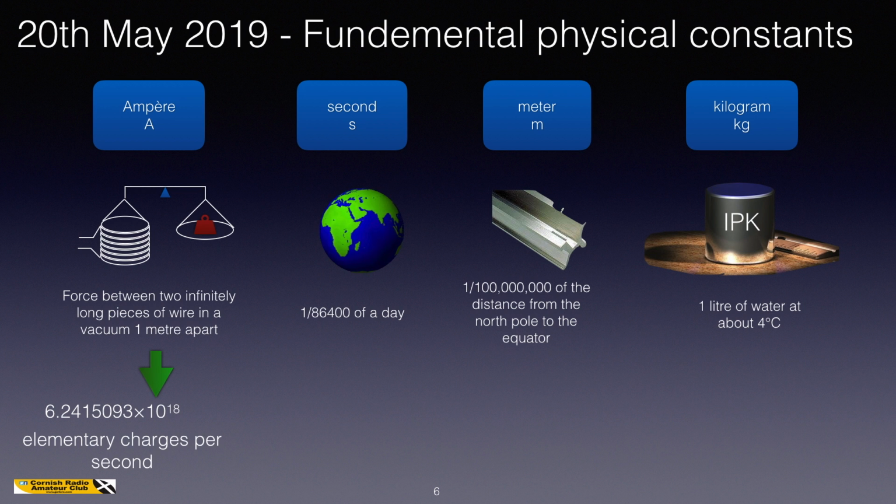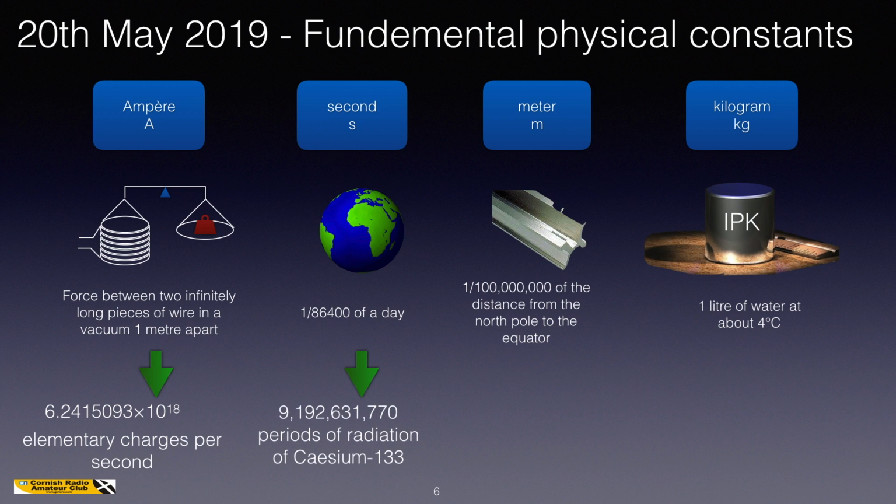Indeed, the second itself, instead of being part of a day, will become a very large number of periods of radiation of cesium-133, the atomic isotope. Now, this oscillates at a particular rate very accurately, and so that then forms the new standard for measuring the second.